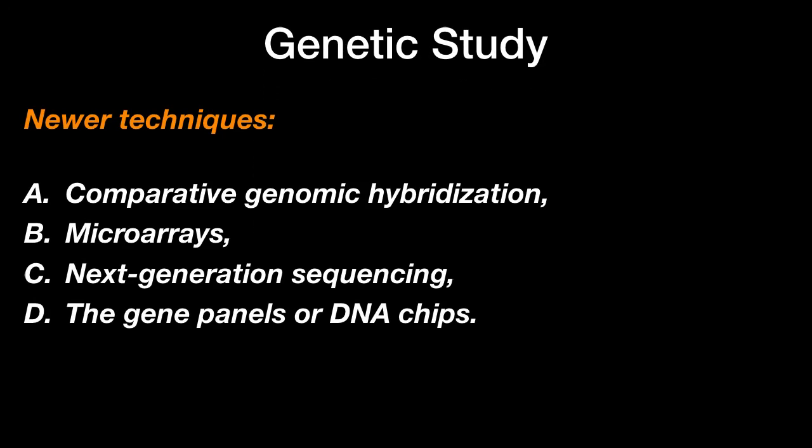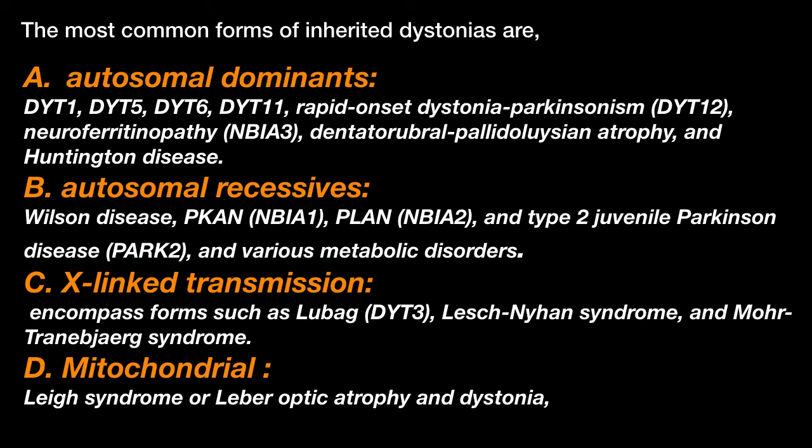In the past few years, genetic testing has dramatically changed. The traditional approach to genetic testing using karyotype or Sanger sequencing is increasingly being replaced by next-generation sequencing. These techniques are cheaper and more powerful. Here are the most common forms of inherited dystonia. There are growing lists also.